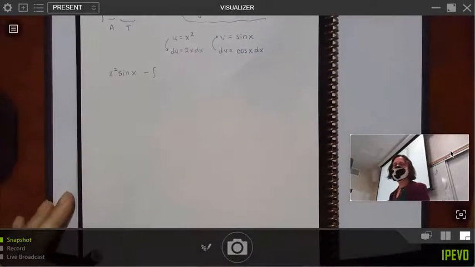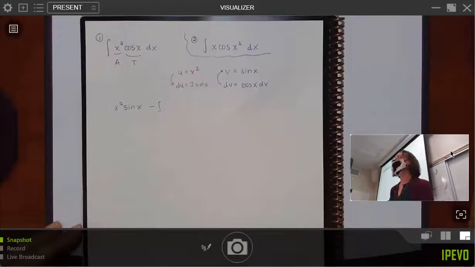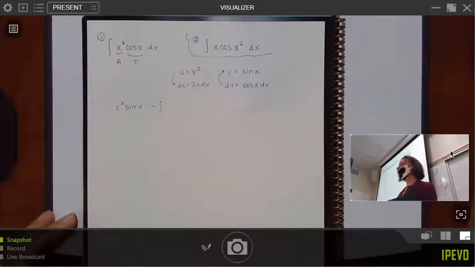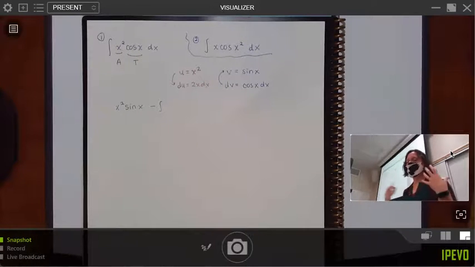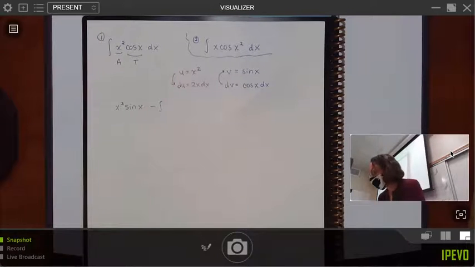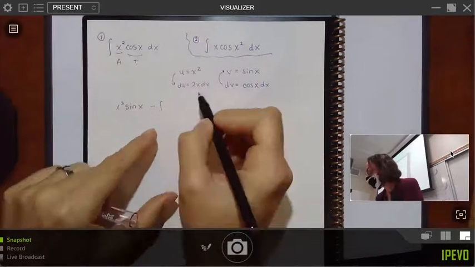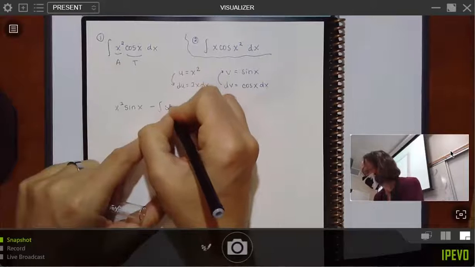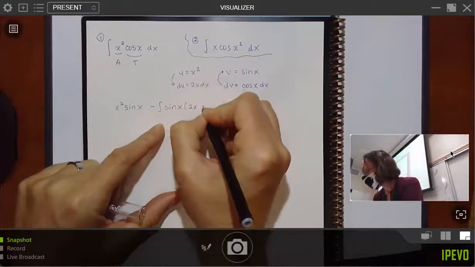But yeah, worst case scenario, just do something, because partial credit is better than leaving it blank or getting stuck and paralyzed staring at the thing. Okay, uv minus v du. So I'm going to have sine of x times 2x dx.